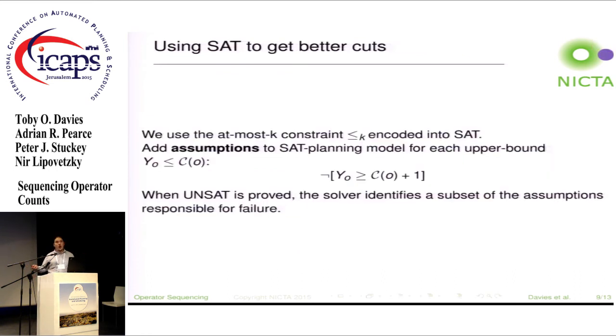How we do that is we encode at most k constraints. So we create this layered SAT encoding, just like most SAT planners. So if we get an operator count that says we need 15 actions, we generate 15 layers, and we encode extra constraints that say, well, this action A was chosen only once in our set, so we create a counting constraint along all the layers saying, over all the layers, I can only choose this once. And we add these as assumptions into the SAT model.